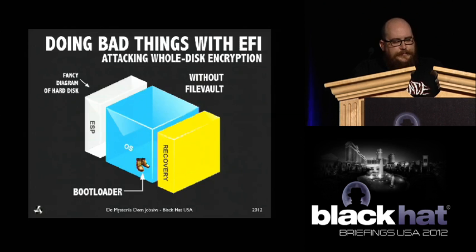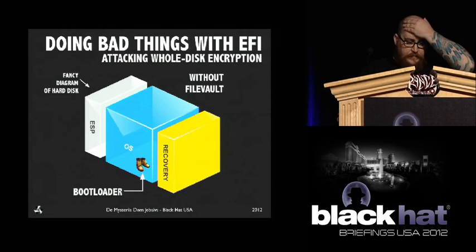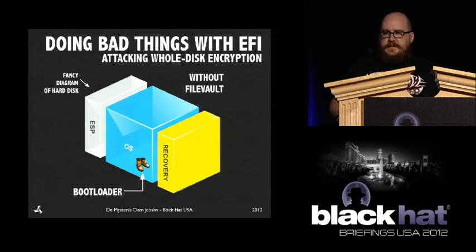It's pretty cool. So the first thing to talk about with actually attacking things from EFI is attacking whole disk encryption, because that's kind of cool. If you don't have FileVault enabled, that's kind of what the layout of the hard disk probably looks like. Probably less shiny than that, but you've got the EFI system partition at the start of the partition table.